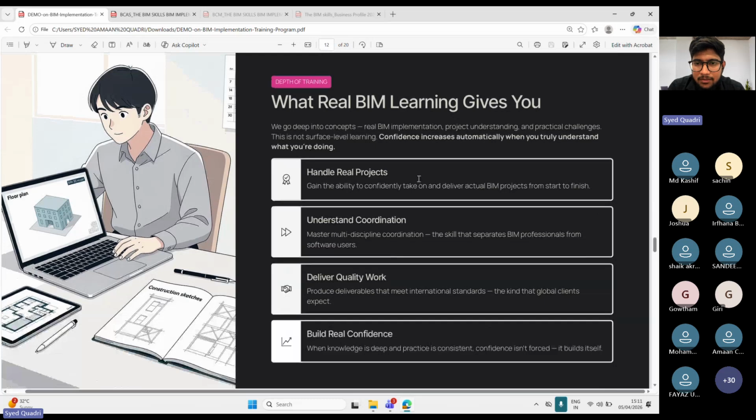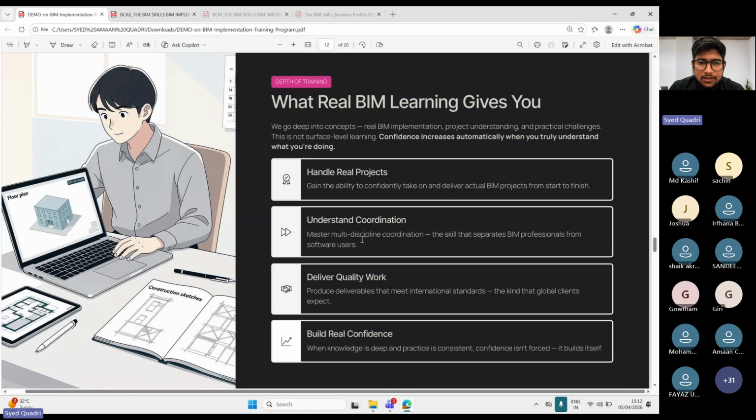So what does real BIM learning give you? We go deep into concepts, real BIM implementation, project understanding, and practical challenges. So this is not just surface-level learning. Confidence increases automatically when you truly understand what you're doing. Because mostly people think BIM is 3D. If they create the 3D model, they will be happy. It's not like that. If you handle real projects, understand the coordination, and deliver quality work, you will build real confidence. Okay, that confidence is important for us to crack any interview.